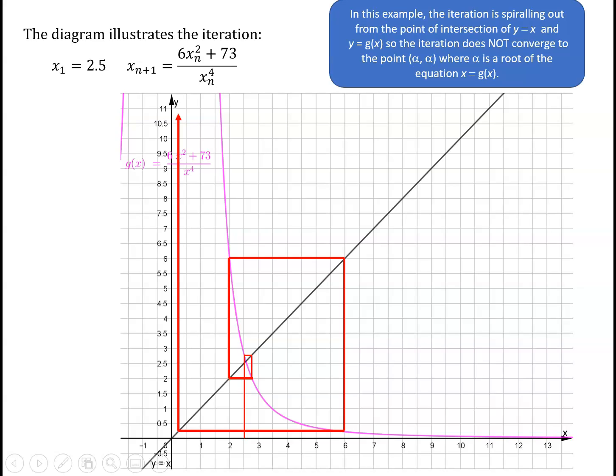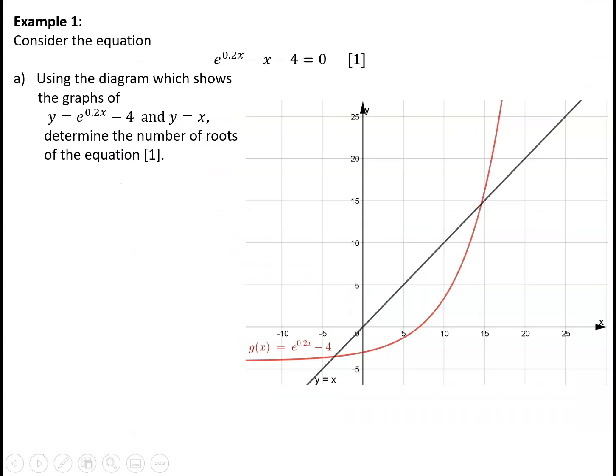So in this case, the iteration is spiraling out or cobwebbing out from the point of intersection of y equals x and y equals g(x). So we can see that the iteration does not converge to the solution of x equals g(x).